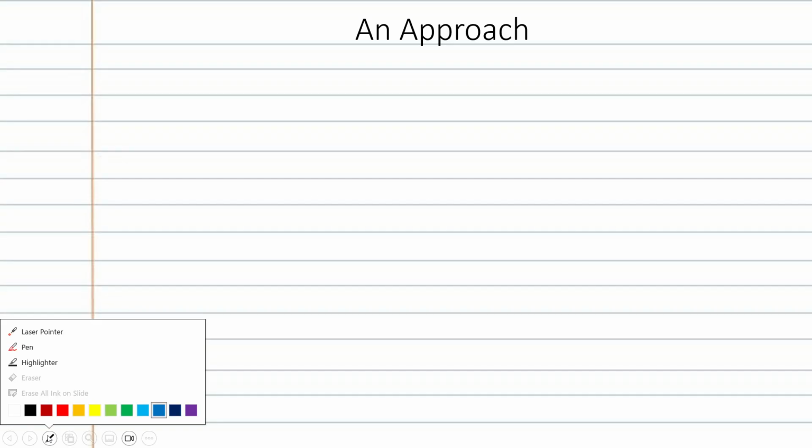Rational equations. So, start with the approach. First thing we'll do is factor all the numerators and denominators.